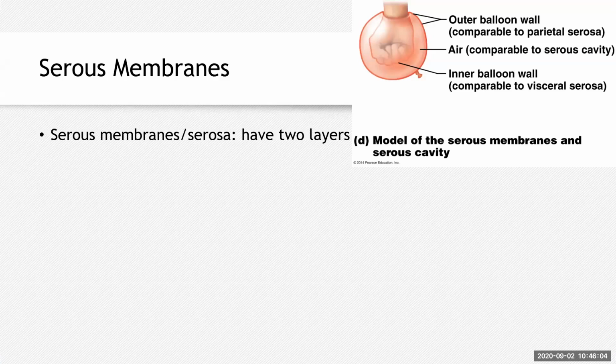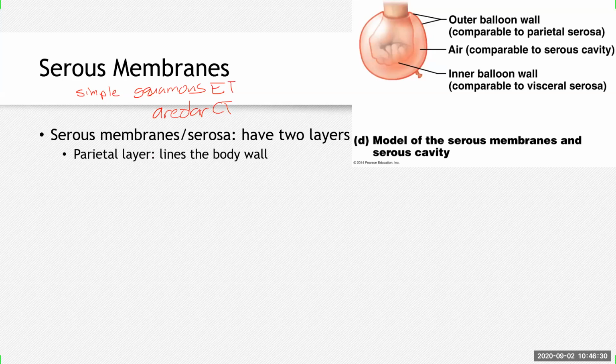Okay, so areolar connective tissue is correct. Areolar connective tissue is one of those tissues. And also, what type of epithelium, though? It's simple squamous epithelium, okay? There are two layers of the serous membrane.